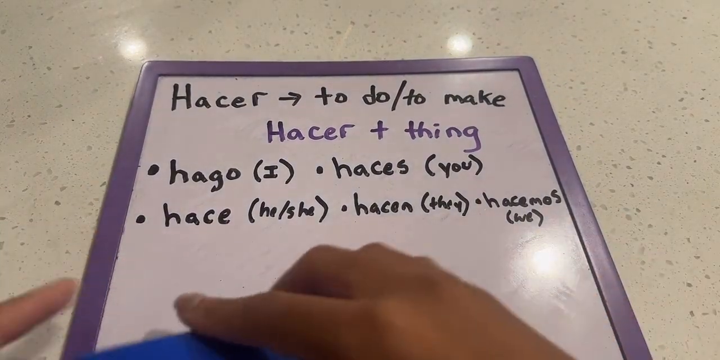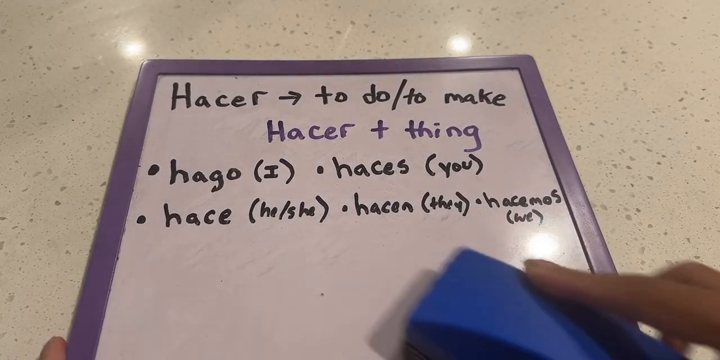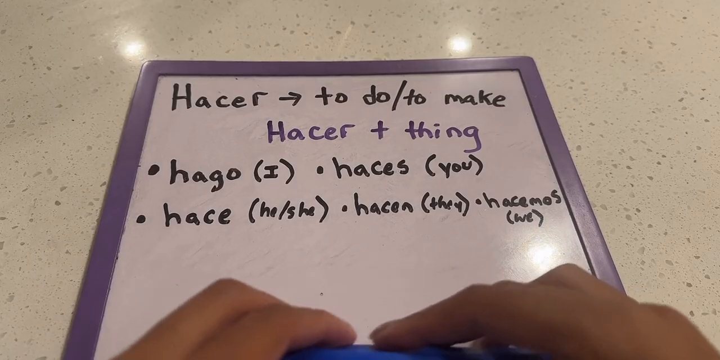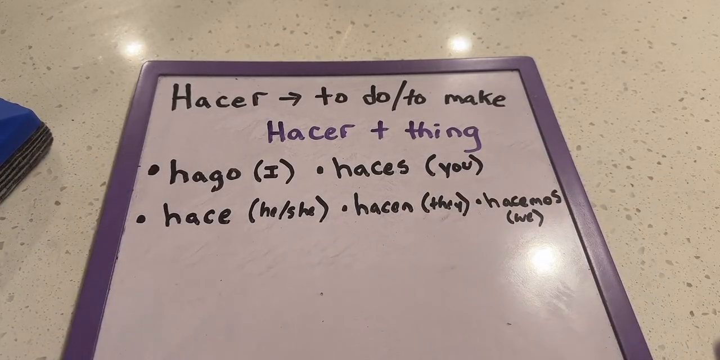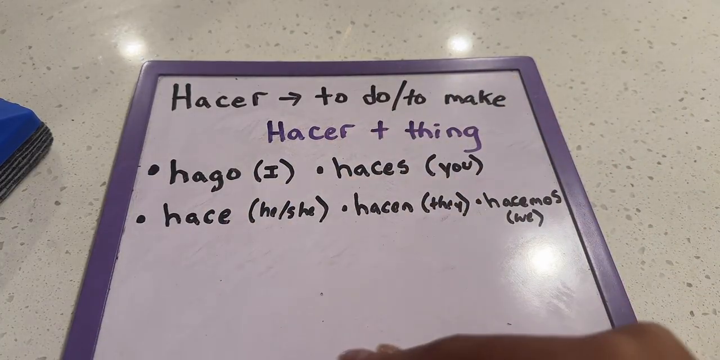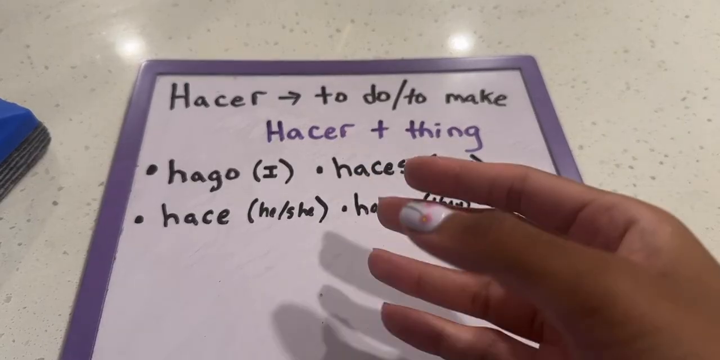All right, so what we're talking about today is the verb hacer. This is also another really common verb in Spanish. It's one of the very beginner verbs that they teach you, because it means to do or to make. And because there are so many different things that you can do, you can make, hacer is one of the first ones that you want to learn.